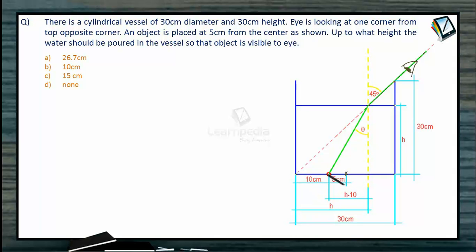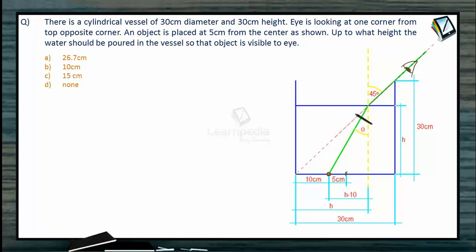The object is placed here at a distance 5 centimeter from the center. That means here the remaining distance would be 10 centimeter, because this is 15 centimeter from the center, as the diameter of the cylinder is given to be 30 centimeter. Okay, now up to what height should the water be poured in the vessel so that the object is visible to the eye? So this object is to be made visible to the eye, means the eye is looking along this line, and it is our purpose that this object should be visible to the eye.